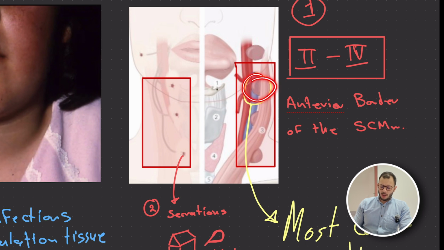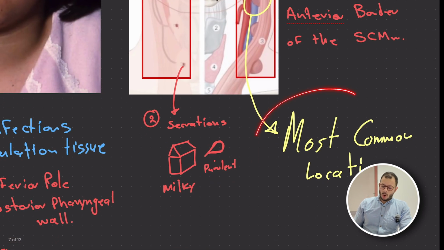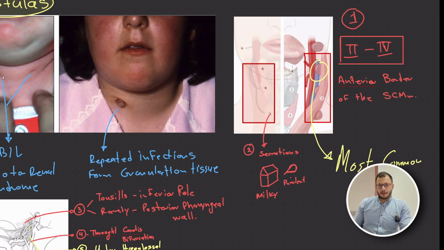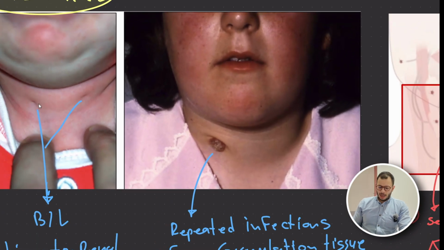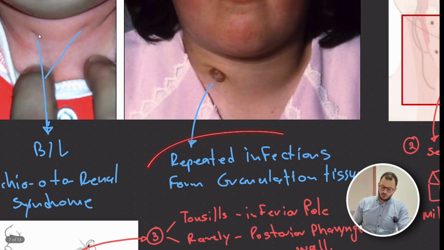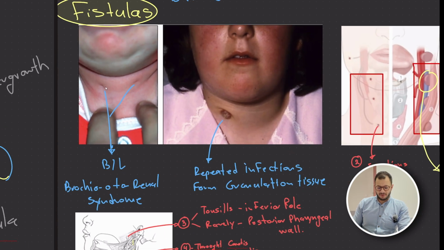Most commonly though, will be in the level 2. This is the most common location to see a second brachial cyst formation in the neck. Now, sometimes after an upper respiratory tract infection, you can see some milky or some purulent secretions from this cyst. If this is repeating, then we're going to see a granulation tissue formation, as you can see here in the picture. This is caused due to repeated infections, as we said before.